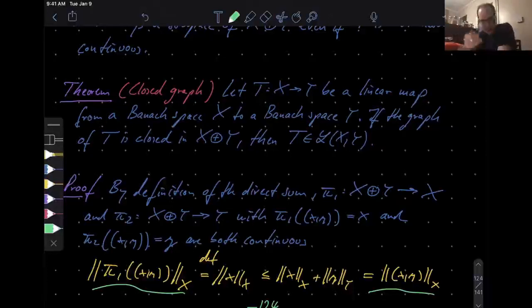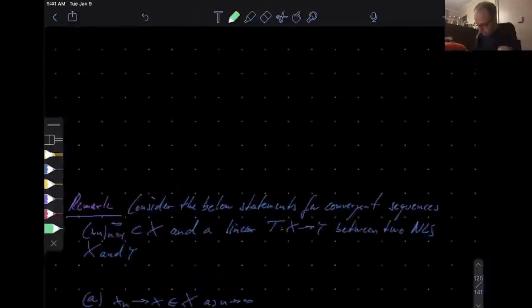The same argument applies to pi2. You just have to change the subscripts from capital X to capital Y. All right, so they're both continuous. Very nice.